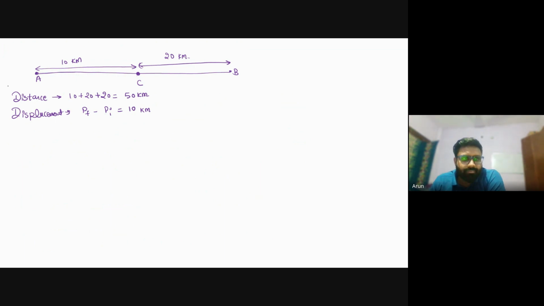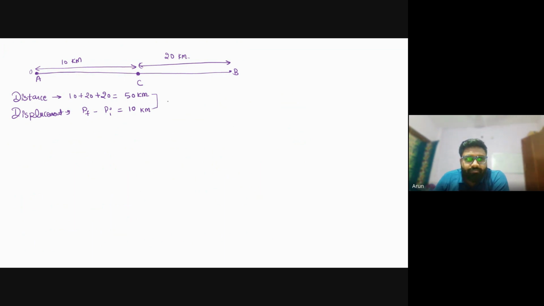Got it? Because at A it has 0 and then you move to C, so it is at 10. So the distance between final position and initial position, and that is not a simple distance, it is the minimum distance, is 10 kilometer. Got it? So look how the difference changes, distance and displacement.